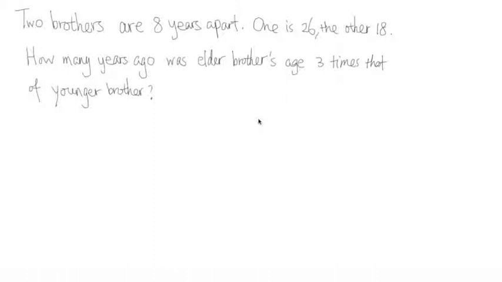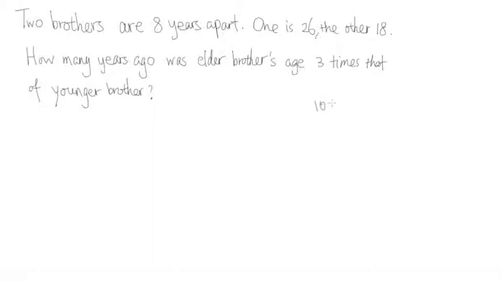And the question now is asking how many years ago was the elder brother's age actually 3 times that of the younger brother. At this moment, the number 26 is not even double 18. But many years ago, for example, 10 years ago, the older brother would be 16 years old, and the younger brother would be 8 years old, right?